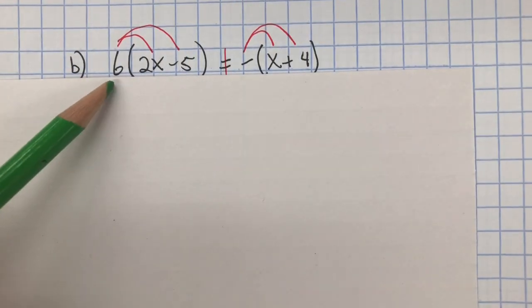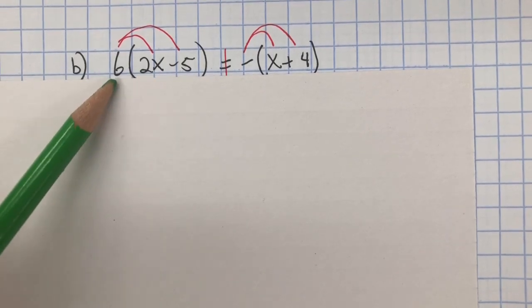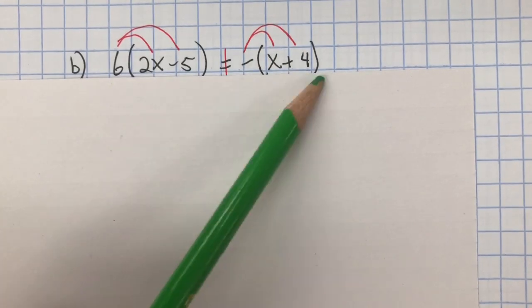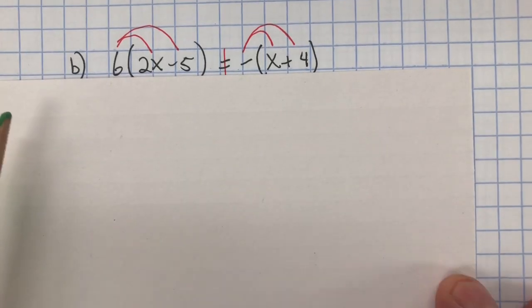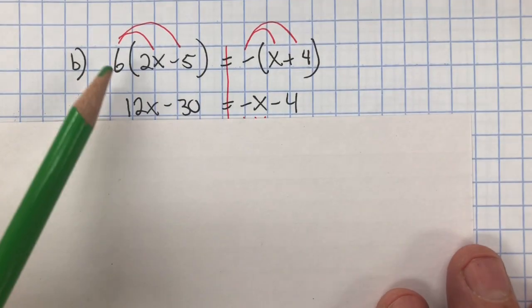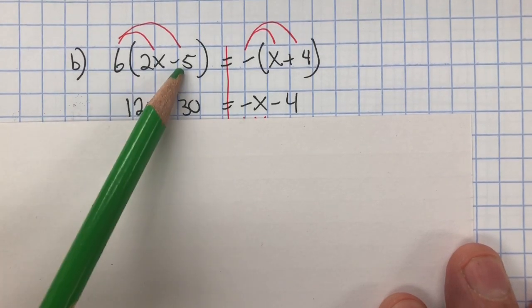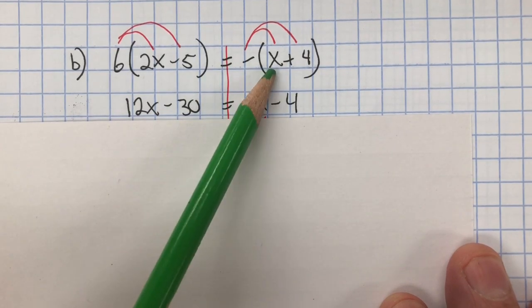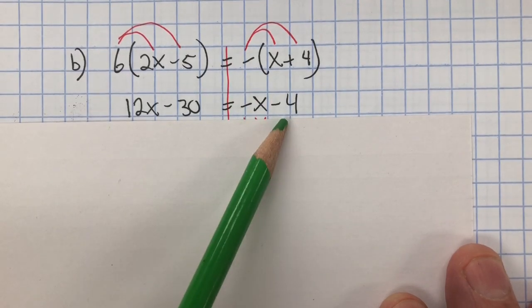In problem B, we have to distribute on both sides of the equation. So we have to distribute the 6 to both terms and this negative to both terms. And we could treat this as a -1 or just say the opposite of. So we have 6 multiplied by 2x is 12x. 6 multiplied by -5 is -30. The opposite of a positive x is -x. The opposite of +4 is -4.